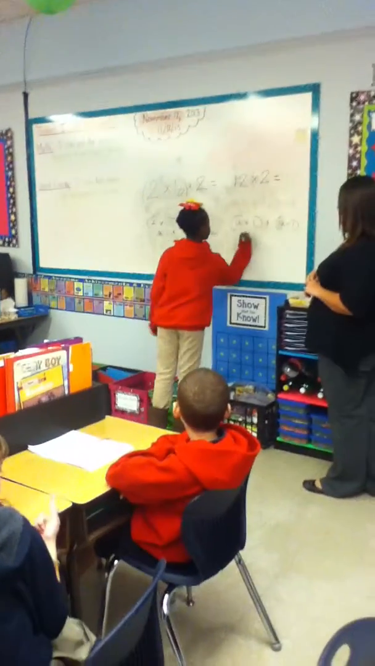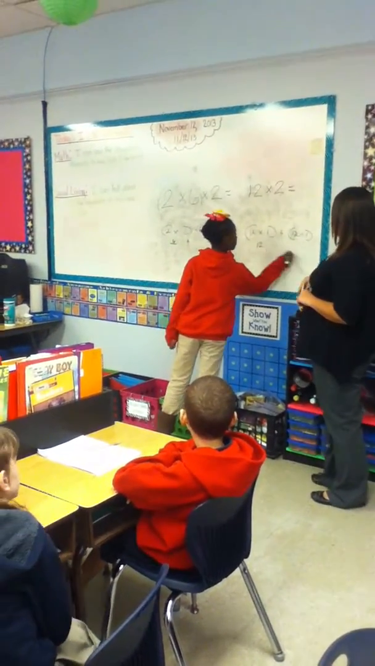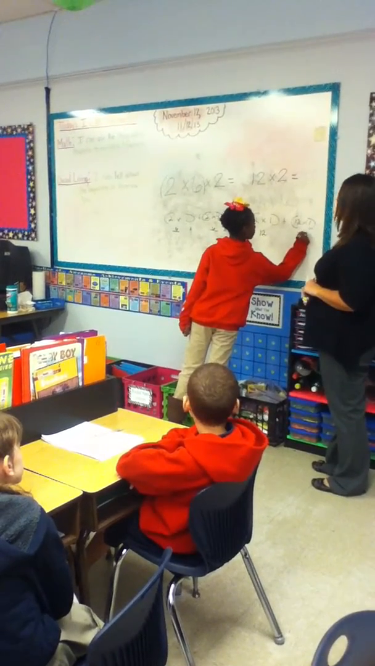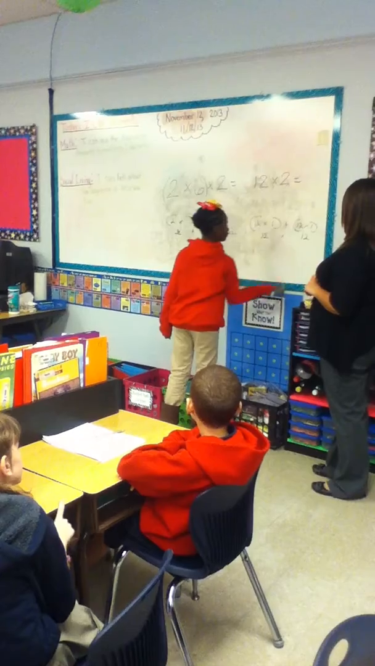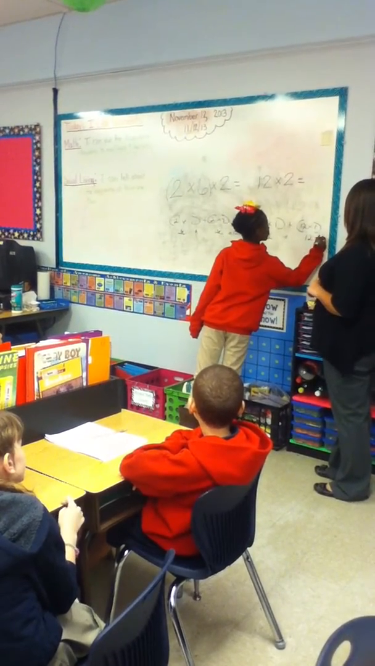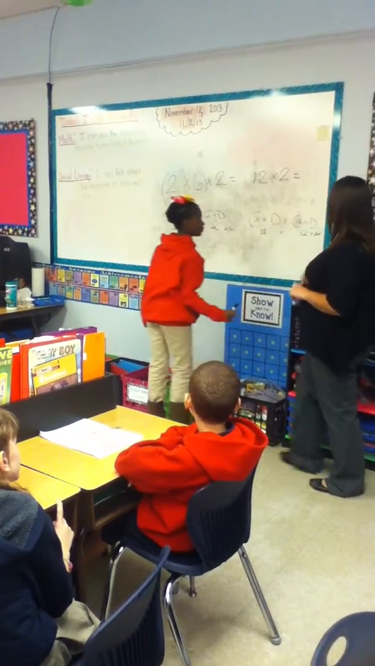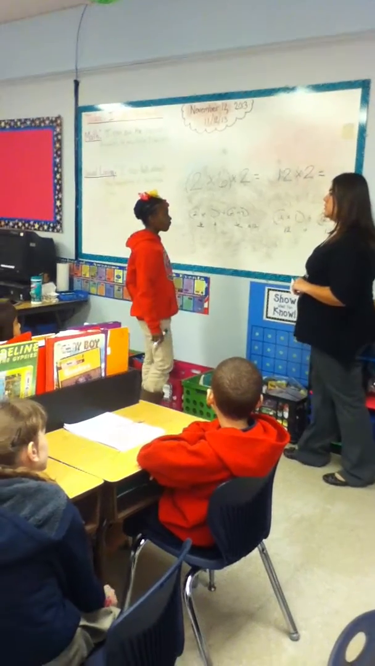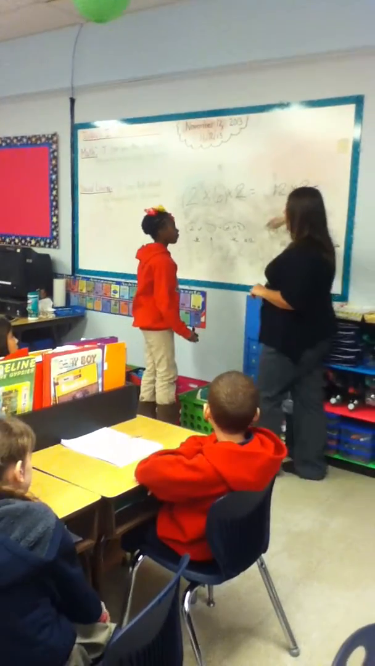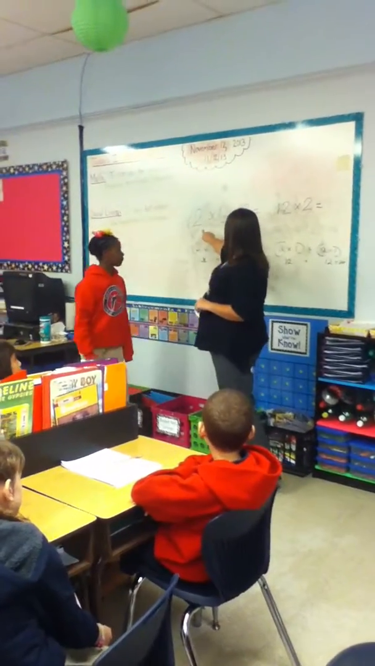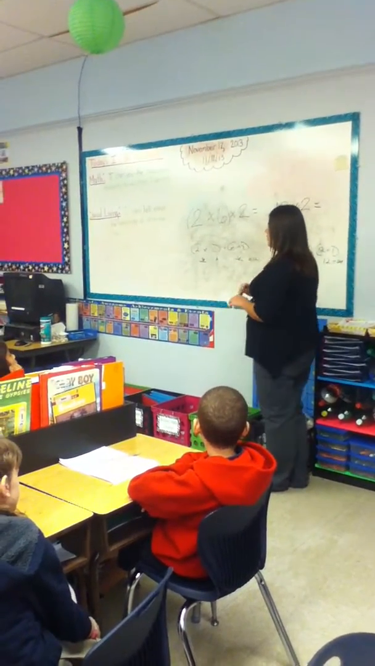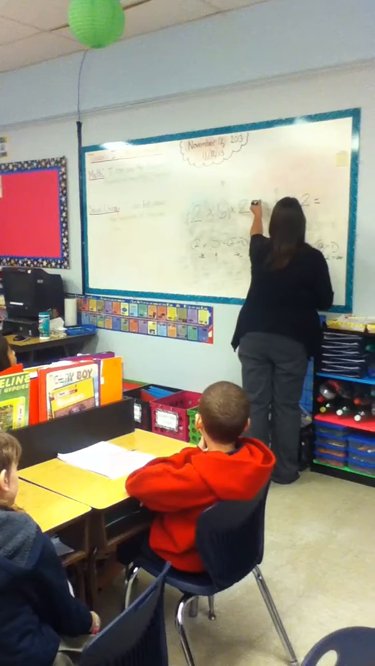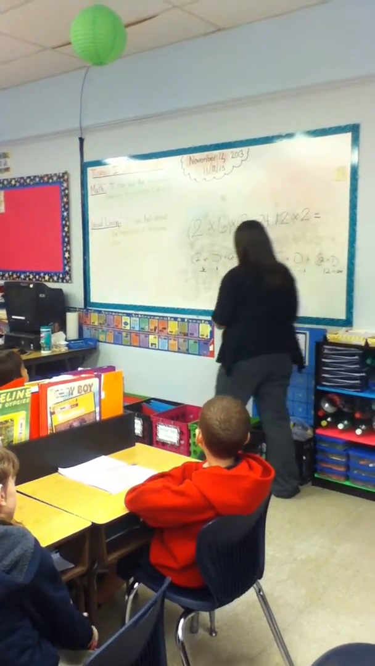Okay, so what's 12 times 1? 12. And then 12 times 1? Okay, so 12 plus 12 is 24. So 12 times 2 equals 24. Thank you, sweetie. You can go sit down. So what is 2 times 6 times 2? 24. Beautiful.